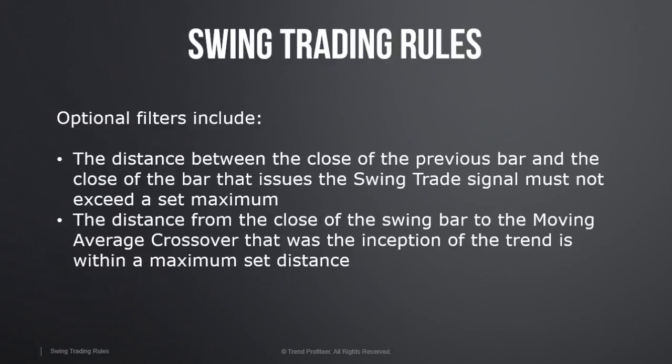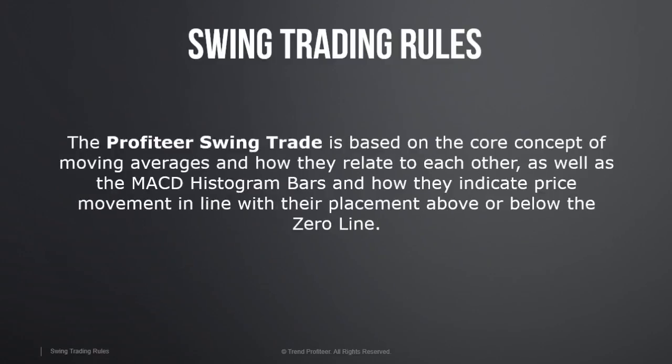Optional filters include that the distance between the close of the previous bar and the close of the bar that issues the swing trade signal must not exceed a set maximum, and that the distance from the close of the swing bar to the moving average crossover that was the inception of the trend is within a maximum set distance. So this is all part of the Goldilocks zone filters, and they're available in your indicator and in the trade assistant, so it can handle it all for you.